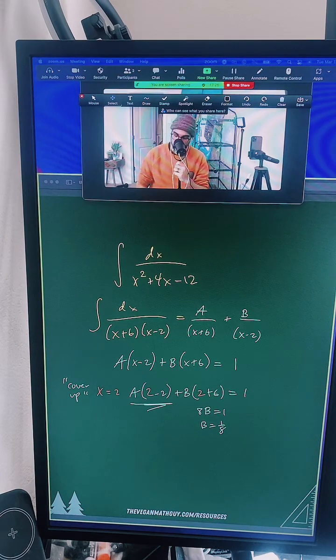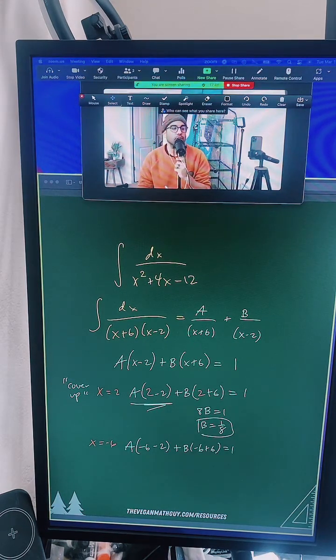Real nice. Using that same idea with the cover-up method, let's plug in x equals negative 6 because I want that b value to cancel out. I'm going to show a little less work here. That's just going to be a times negative 6 minus 2 plus b times negative 6 plus 6 is equal to 1. Hopefully you can see that the negative 6 and the 6 cancel out, so the b no longer exists. So we're left with negative 8a is equal to 1, so a is equal to negative 1/8.